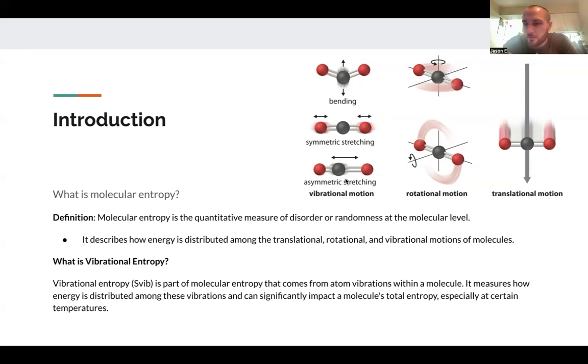atoms within the molecule. Vibrational entropy is a specific part of the molecule's entropy that comes from these vibrations. Since these vibrations occur at fixed energy levels, vibrational entropy measures how the energy is spread out among them. This can significantly contribute to the total entropy of a molecule, specifically at higher temperatures.